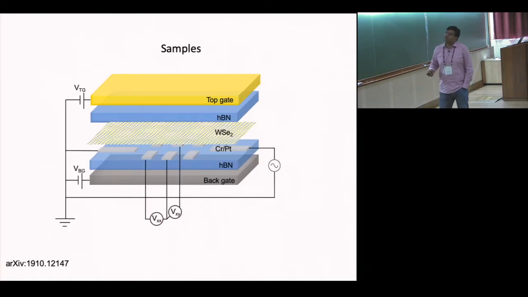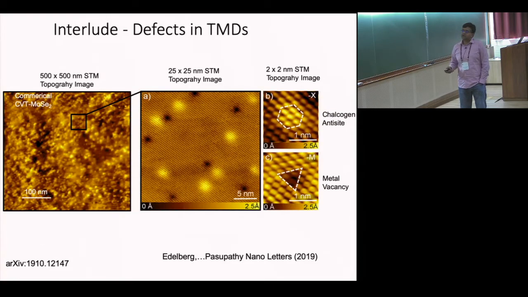So I should give you a little bit of an interlude. One might think that this is a very obvious experiment to try, and there's a good reason why it hasn't worked for many people in the past. And that's because these materials intrinsically are not as good as graphene.